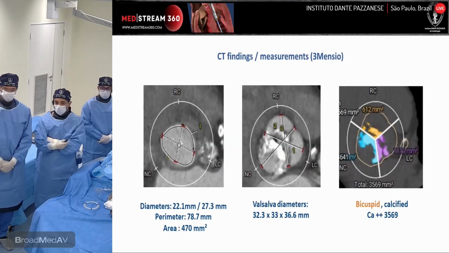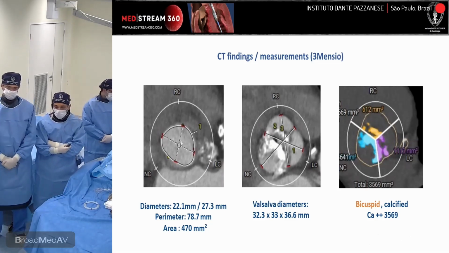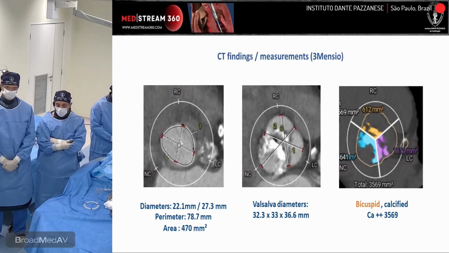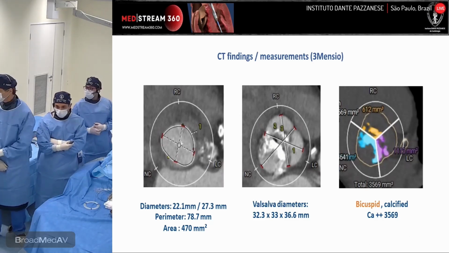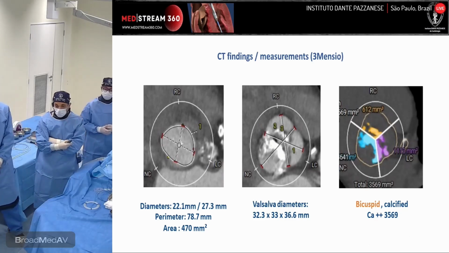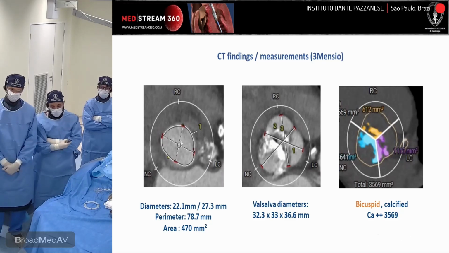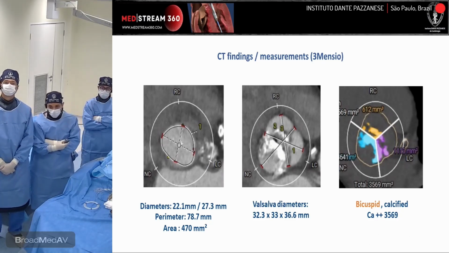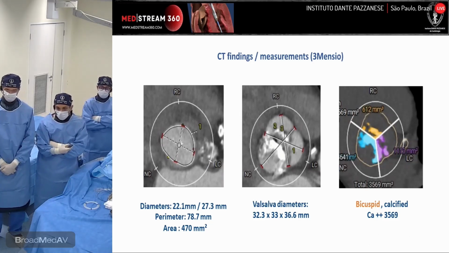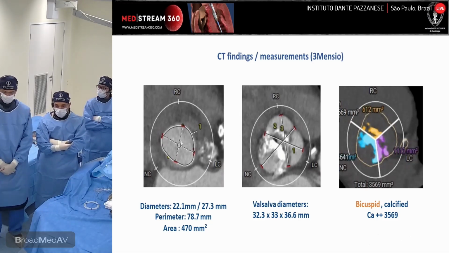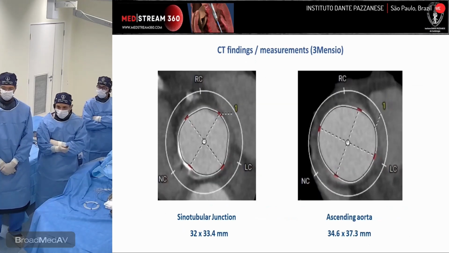This is a CT workup, and you can appreciate that this patient has a bicuspid, very calcified aortic valve. The annulus is eccentric, like we usually see on bicuspid valves. Diameters are 22 by 27. The area of the annulus is 470 square millimeters.